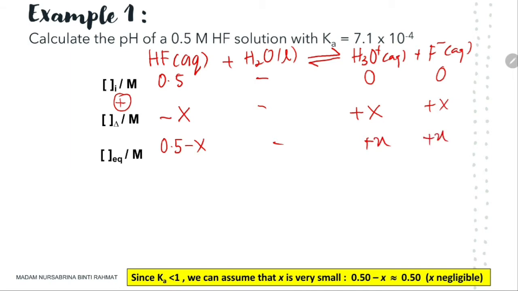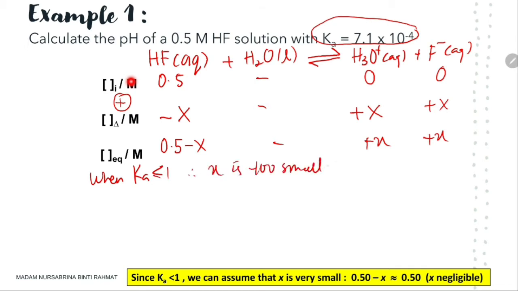In order to calculate your X value, your change, you can make an assumption, because the Ka is less than 1, far away, too small from 1. So we can make this simple assumption, where it states that when Ka is less than 1, X is too small. Therefore 0.5 minus X for the HF equilibrium concentration will just become 0.5.